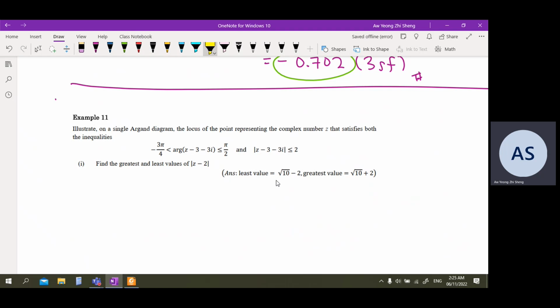For inequality, you expect to have some shaded region. Then part one, they say find the greatest and least values of modulus z minus 2. But before that, we have to first draw the Argand diagram. So let's interpret this thing, minus 3 pi over 4 less than argument z minus 3 minus 3i less than or equal to pi over 2.